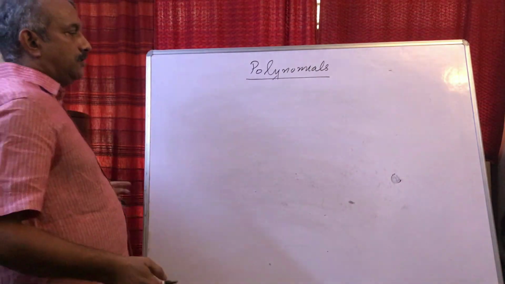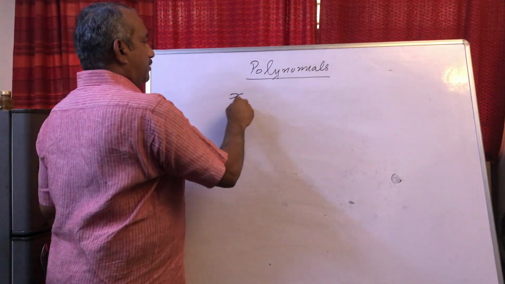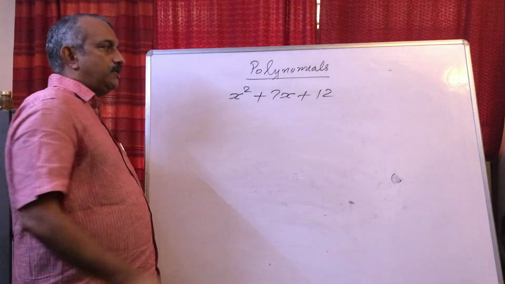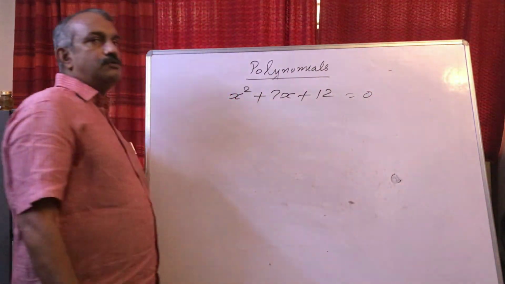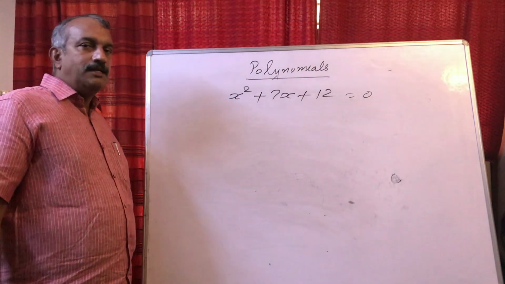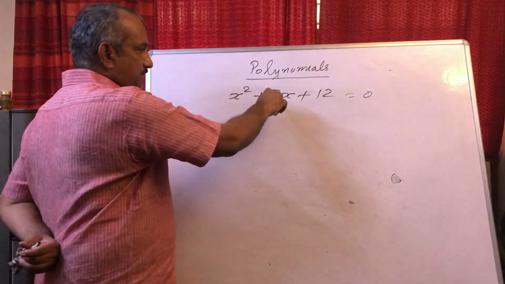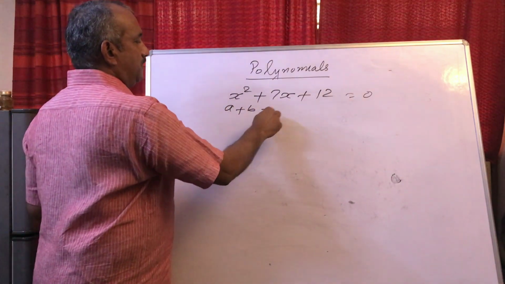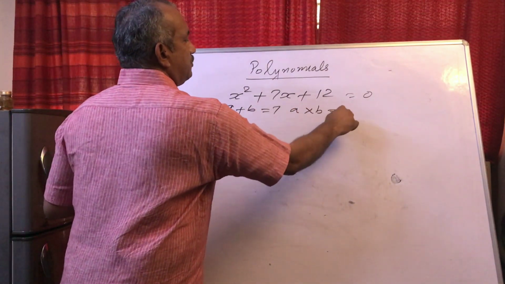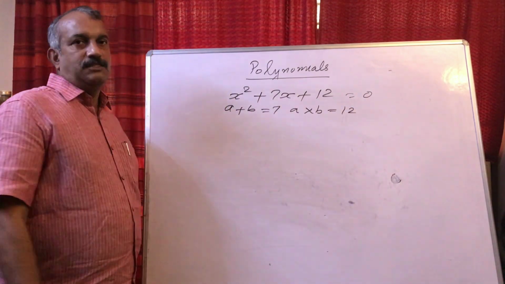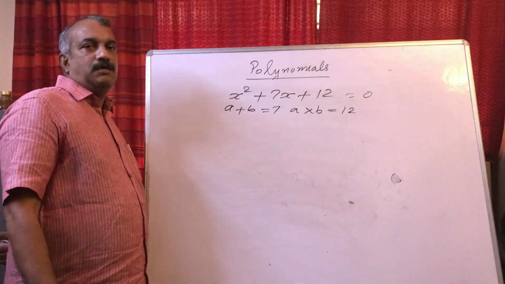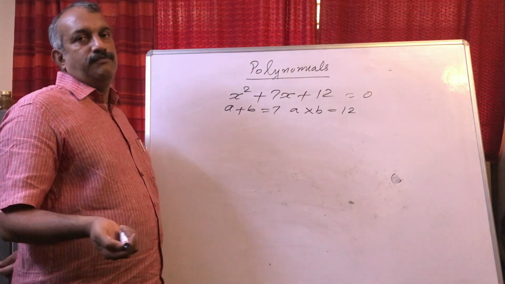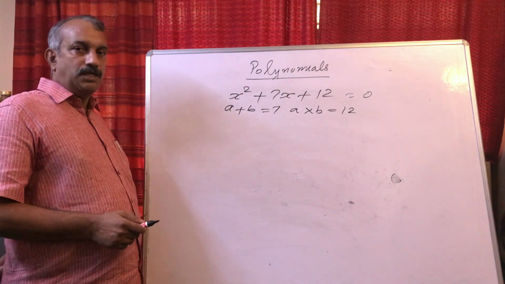In the fourth case, say x square plus 7x plus 12 equal to 0. Now we have to use the fourth identity, that is x square plus (a plus b) into x plus ab. So we have to find two numbers, a plus b is equal to 7, a into b is equal to 12. You can find out the factors of 12, then you will get an idea what are the numbers. In this case it is very simple. When we multiply 3 and 4 we get 12, and 3 plus 4 is equal to 7.